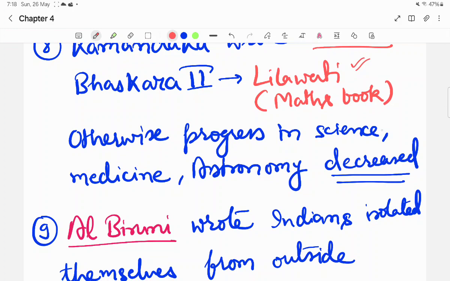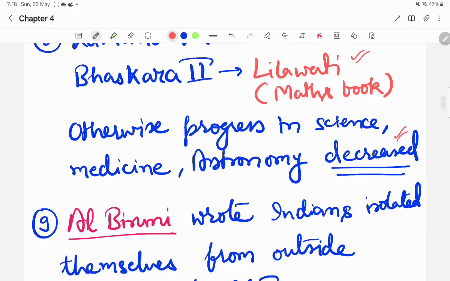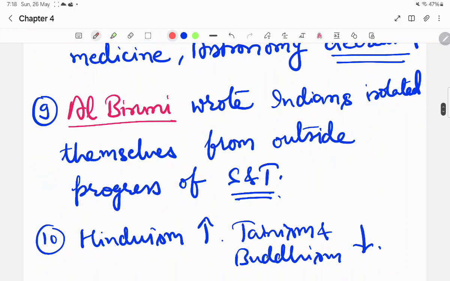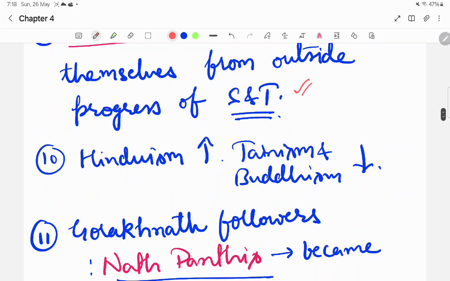However, in the medieval period, development of science, medicine, astronomy had decreased a lot, and Al-Biruni wrote that Indians isolated themselves from the outside world and from the progress of science and technology. So Indian society was getting more and more stagnated at that time, and the religion of Hinduism spread, and that of Jainism and Buddhism declined during that time.